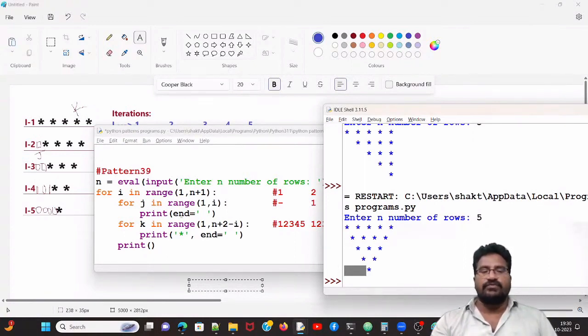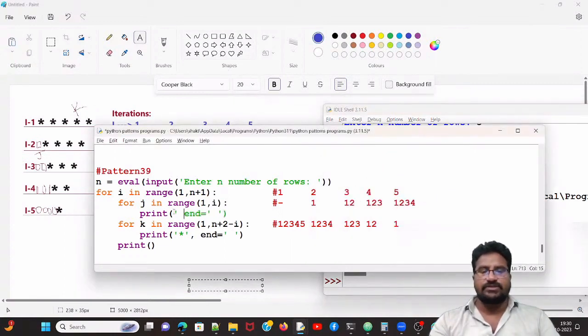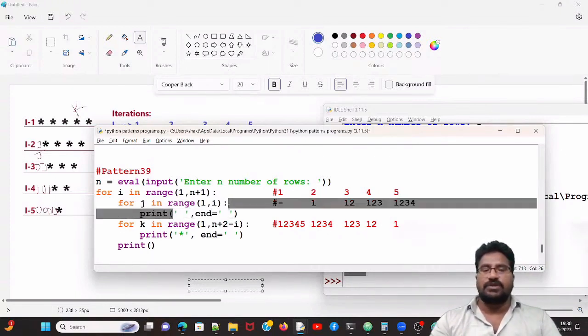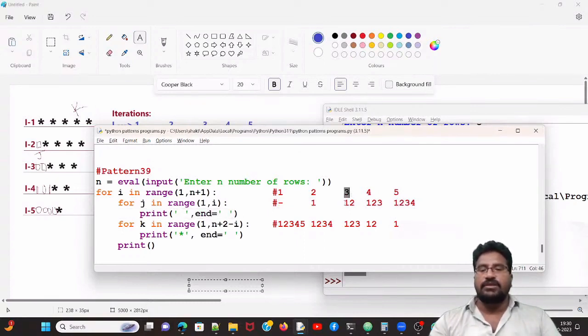So if you take the space, when i value is 1, at that time no change, no spaces, no iteration. When i value is 2, one space plus this space, two spaces will come. When i value is 3, then j1, j2. When j1, two spaces, when j2, again two spaces, four spaces coming. When i value is 4, then j iterates 3 times. Again, when j1, two spaces, j2, two spaces, j3, two spaces.